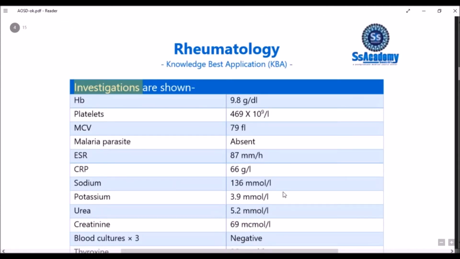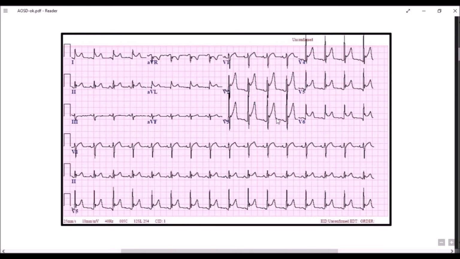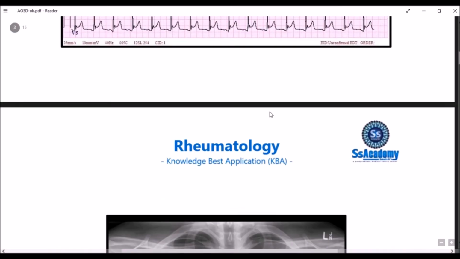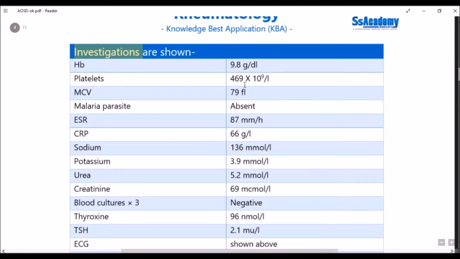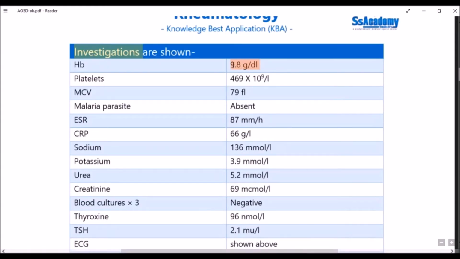And in the scenarios, the fourth step is the photograph. In the photograph we have seen the salmon pink rash and serositis, meaning pericarditis. So Still disease is the likely diagnosis rather than anything else. So my dear, we will now confirm our diagnosis more and more. Let's see. The fifth step, immediately after the photograph, is to focus on the data. You see the data: hemoglobin 9.8 and platelets 469. So hemoglobin is low, all right, platelets are high, because normal platelets are 150 or 200 to 400, so it's increased. MCV normal, malaria parasite absent, so malaria is excluded. ESR raised, CRP raised.